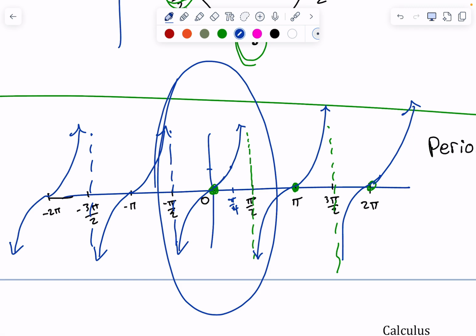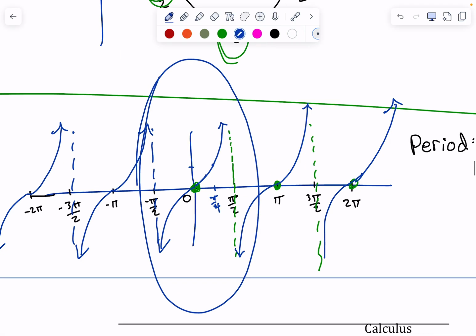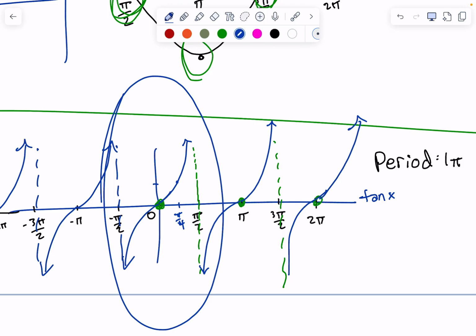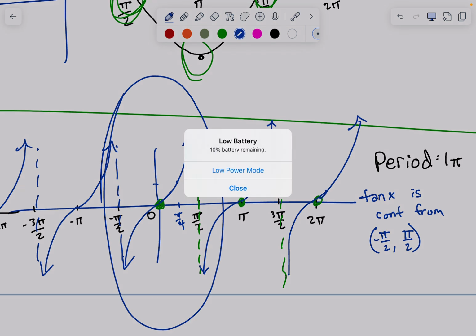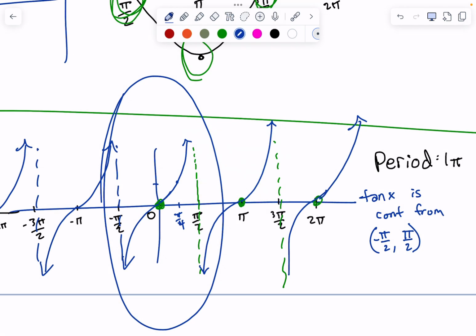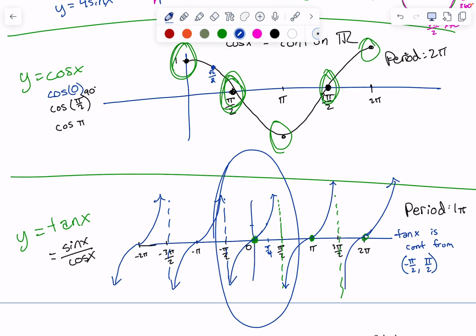Is tangent continuous on all reals? No. Tangent of x is continuous from negative pi over 2 to positive pi over 2, with parentheses because he doesn't touch. But he's not continuous on all reals. You could say the same thing from pi over 2 to 3 pi over 2, not including those points. He will never touch it. So that is what sine, cosine, and tangent look like.